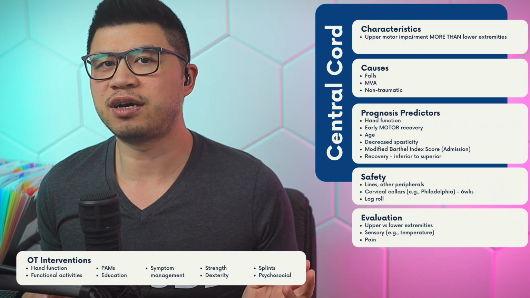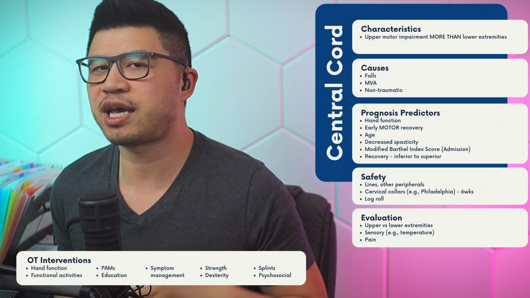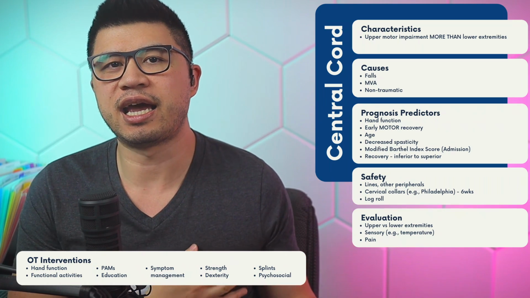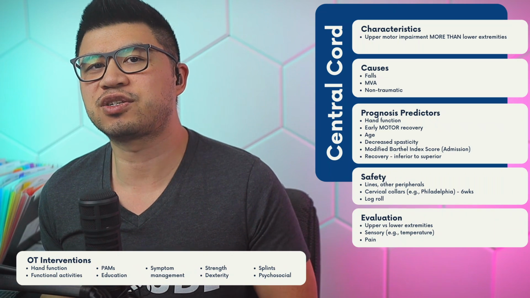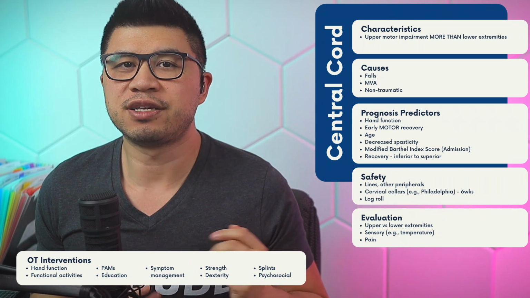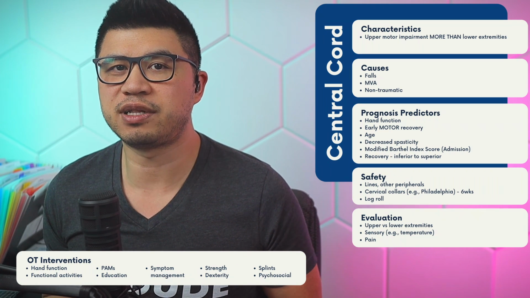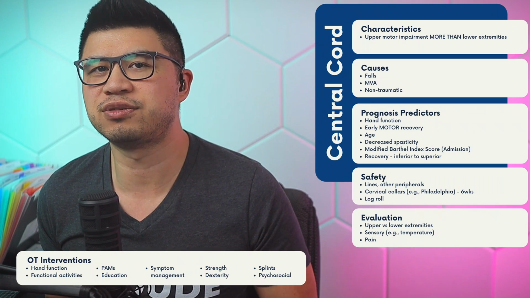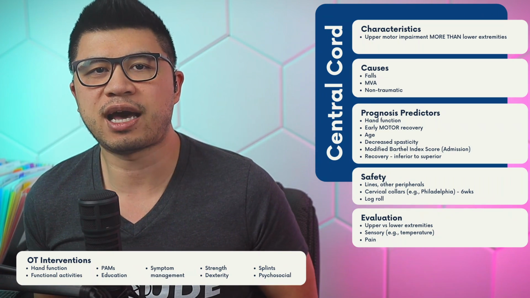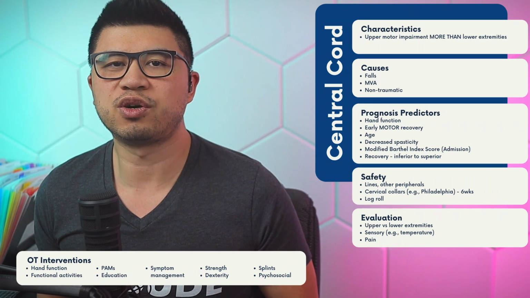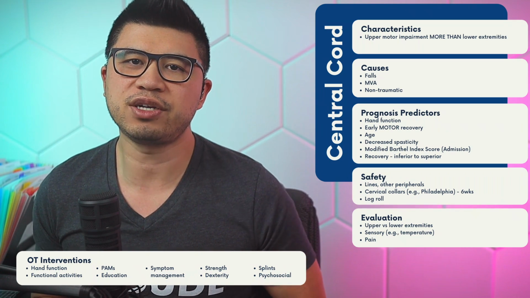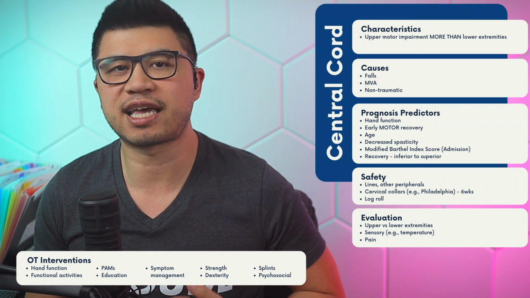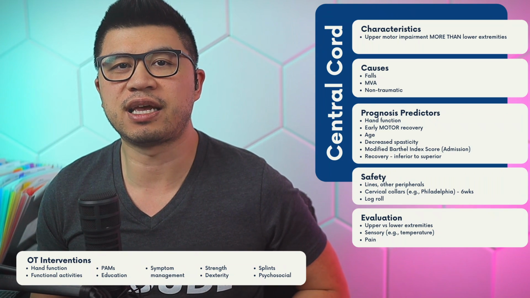A predictor of a favorable prognosis includes hand function, early motor recovery, decreased spasticity, and a higher modified Barthel index score upon admission. You may encounter a patient with a central cord as well as other syndromes in settings from the ICU to acute care to acute rehab. They likely would have a lower GCS score. So one thing to note are precautions and watching out for lines such as central lines, catheters like the Swan-Ganz catheter, blood pressure monitors, and other peripherals.